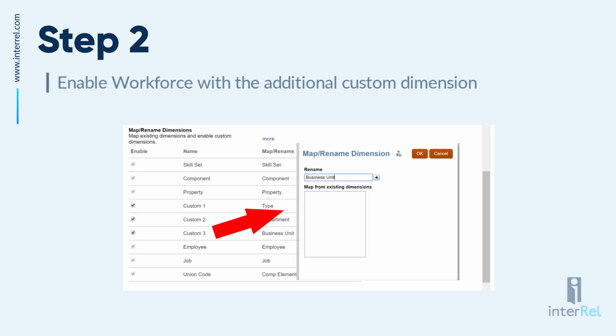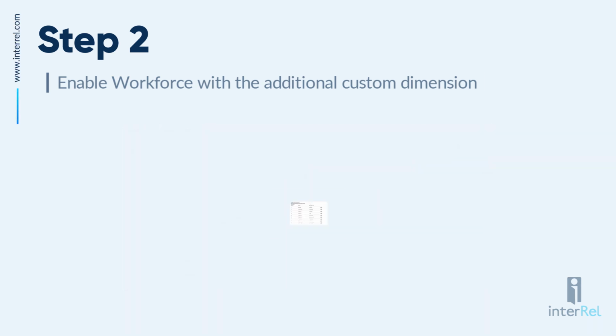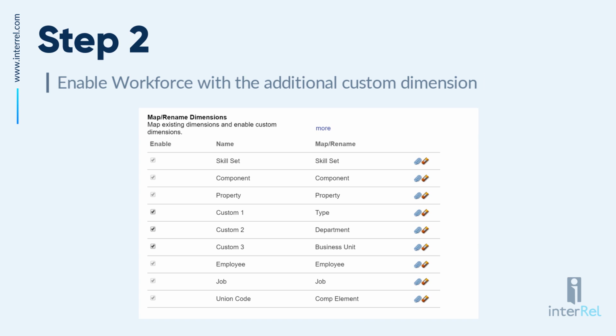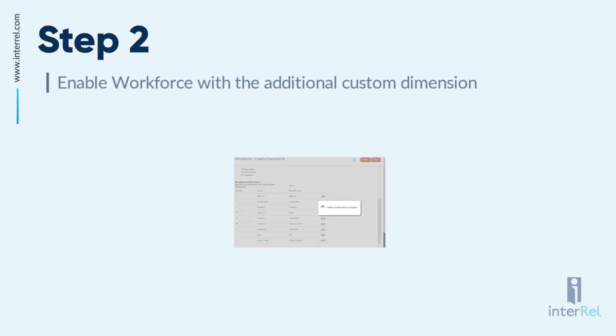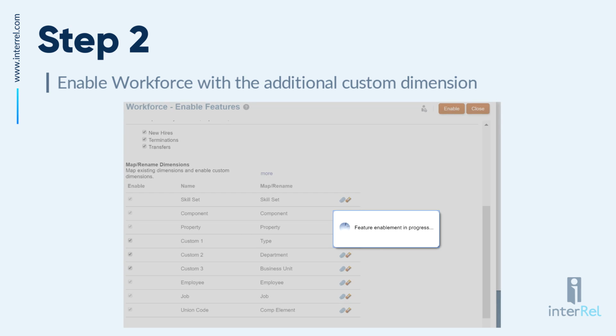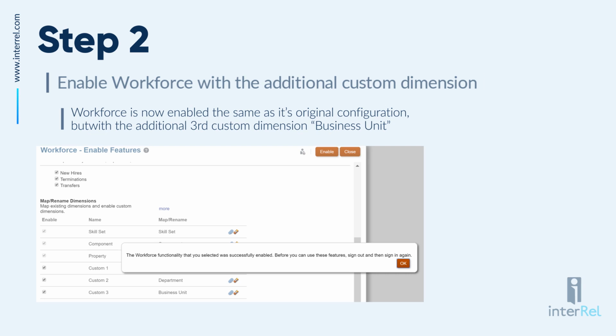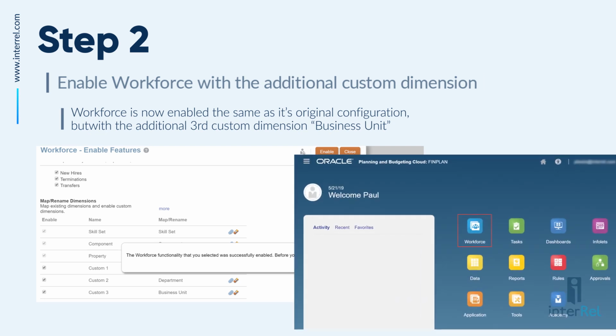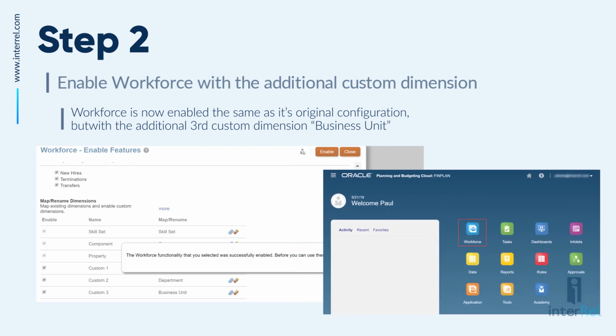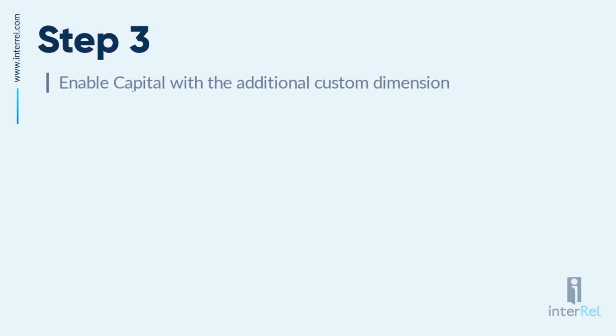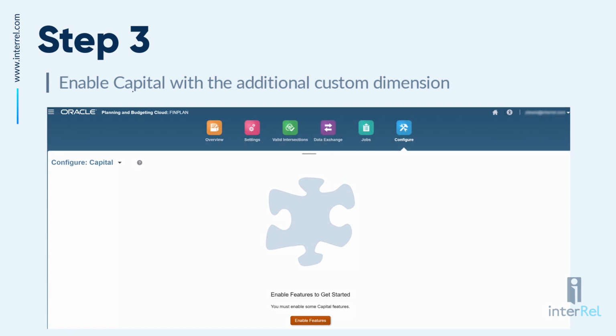Then we added Business Unit as Custom 3. The other dimensions remain checked, and we also modified the name for Union Code as it was done in test. We then enabled the Workforce framework. Workforce is now enabled the same as it was originally in test, with the addition of the third custom dimension named Business Unit. Step 3 is to enable Capital with the additional custom dimension.